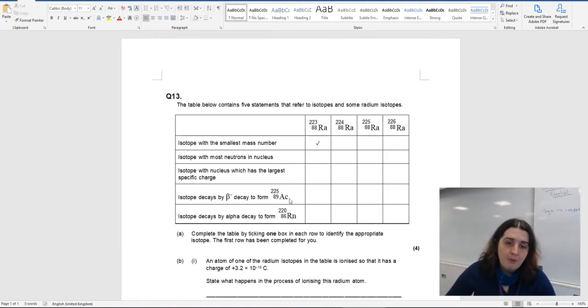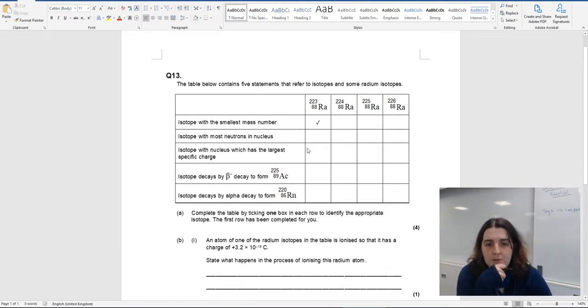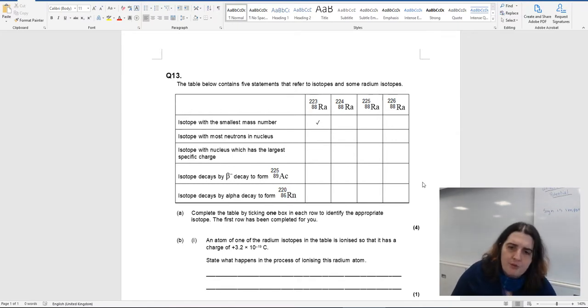So the table contains 5 statements that refer to isotopes and some radium isotopes. Remember, an isotope is the same element, so it has the same amount of protons, but a different amount of neutrons. So they've ticked you on here. You've got radium-223, radium-224, radium-225, radium-226. The isotope with the smallest mass number is radium-223, because that's the one there.